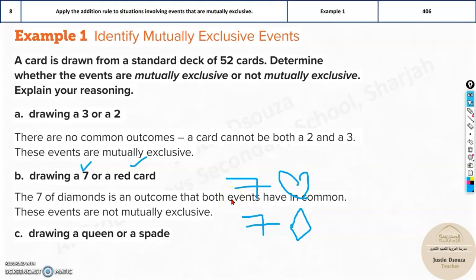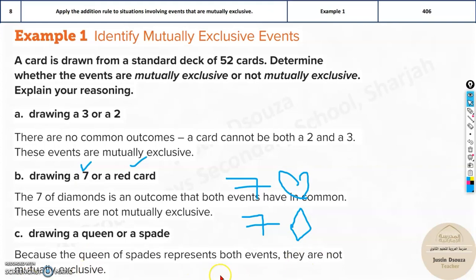Now, over here, try by yourselves, queen or a spade. A spade is a suit. Queen, there are all 4 types of queens: spades, clubs, hearts, and diamonds. So this is also not a mutually exclusive event. Why? Because the queen can be both spades and queen. It can be together. So that's the answer.